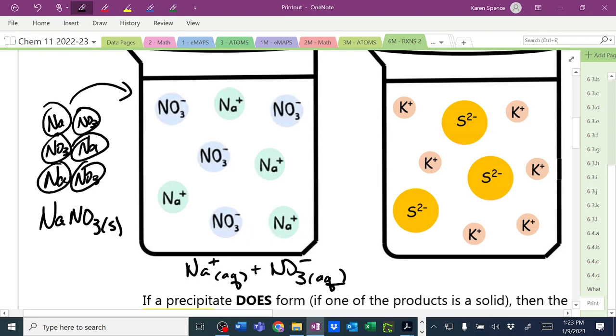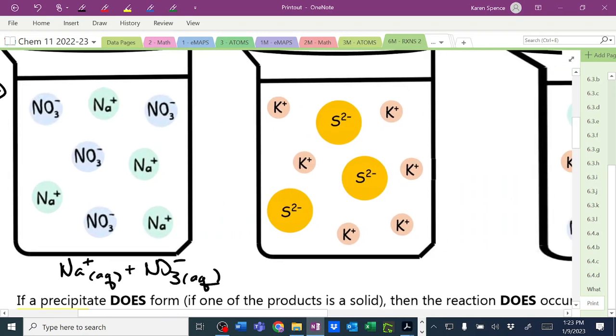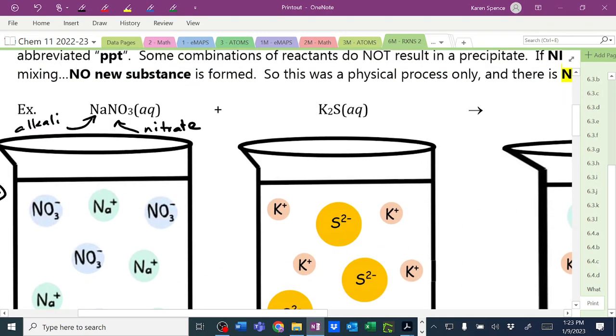Potassium sulfide. What do we know about potassium? What kind of element is potassium? It is an alkali. Therefore, potassium sulfide is soluble. So it's aqueous. And when it separates, it's going to separate into K+ and S2-, but for every one S, how many Ks do you have? You have 2 Ks.